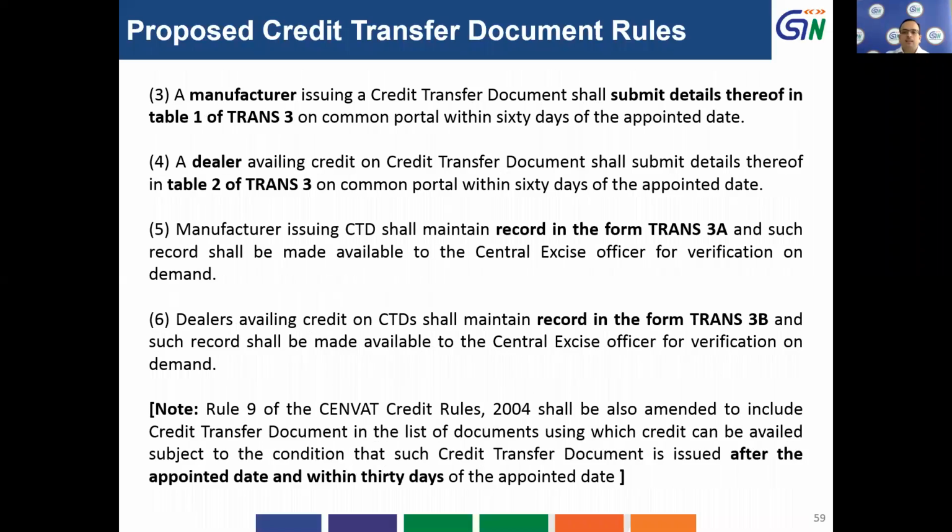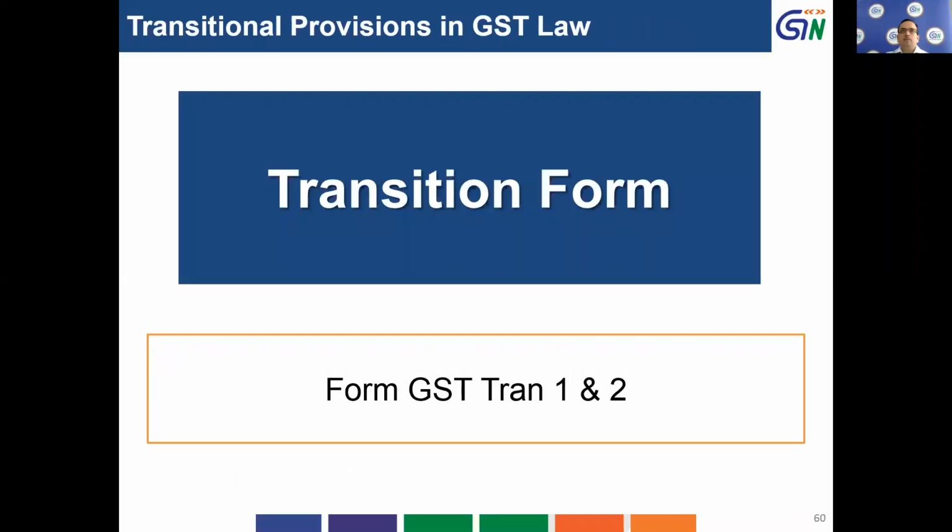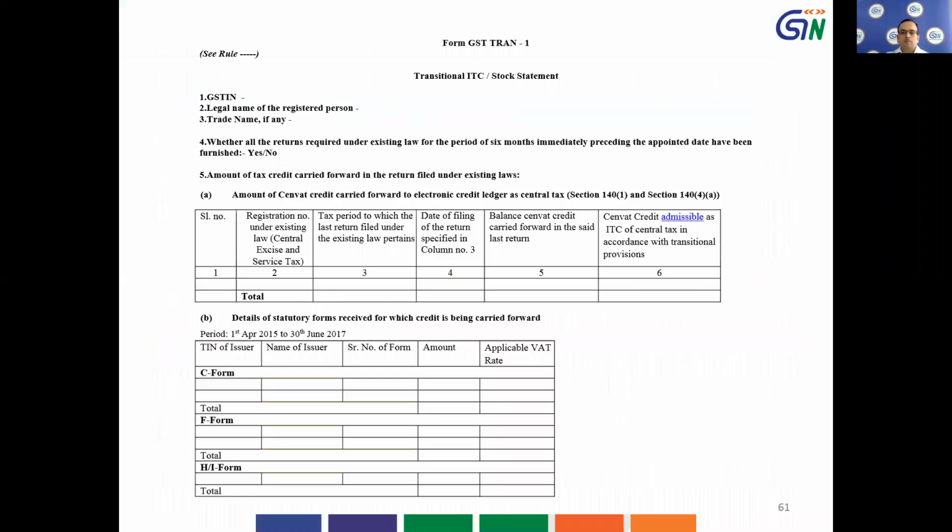Then we will just see that transition form, and then we will take on some of the questions. So that's how the transition form is. GST Tran 1. First one is that amount of Cenvat credit carried forward. 5A talks about amounts of Cenvat credit carried forward to electronic credit ledger as central tax. Section 141 and Section 144A.